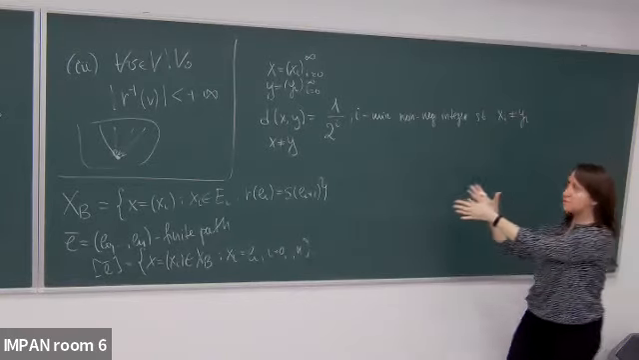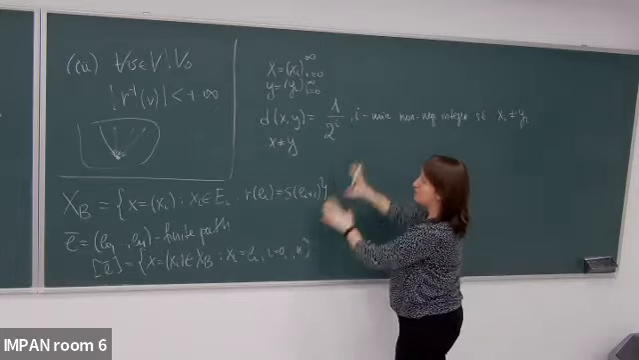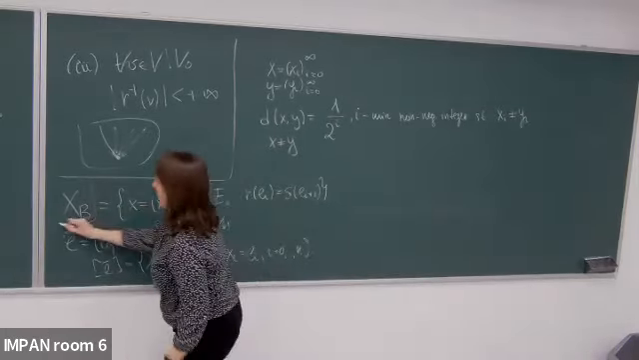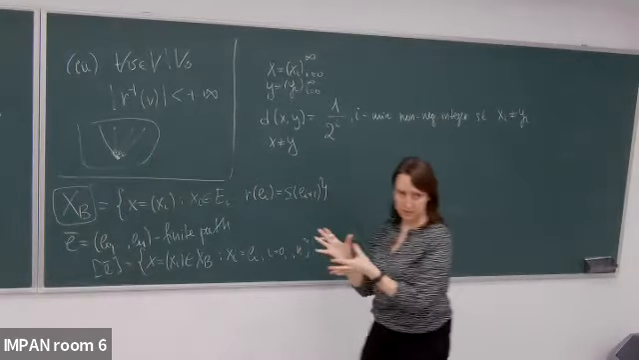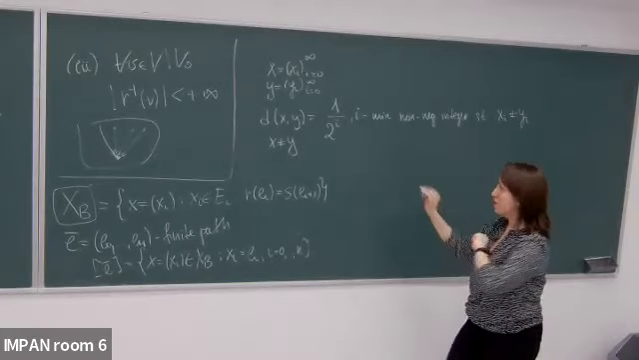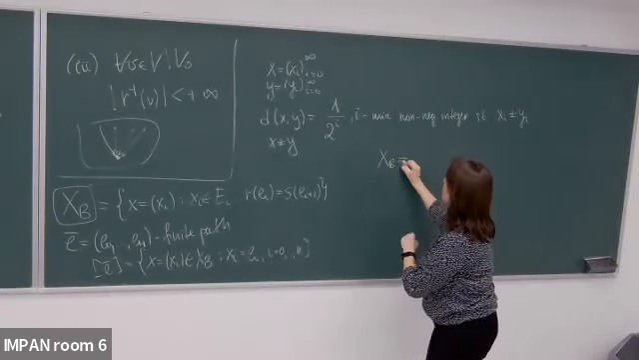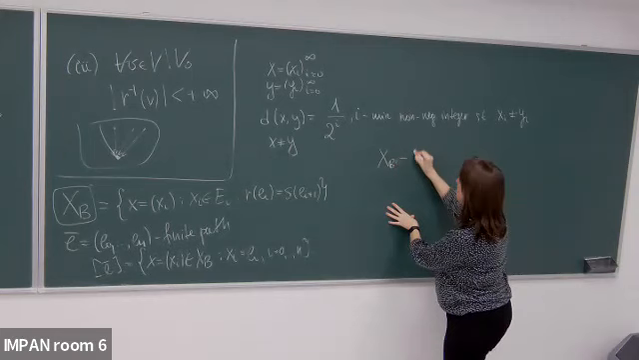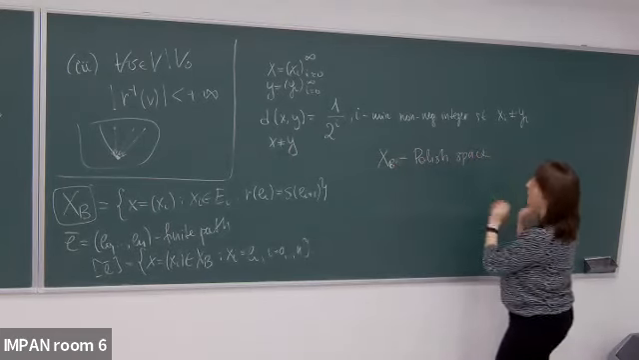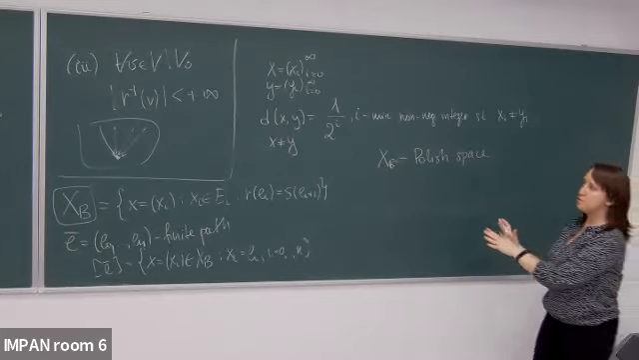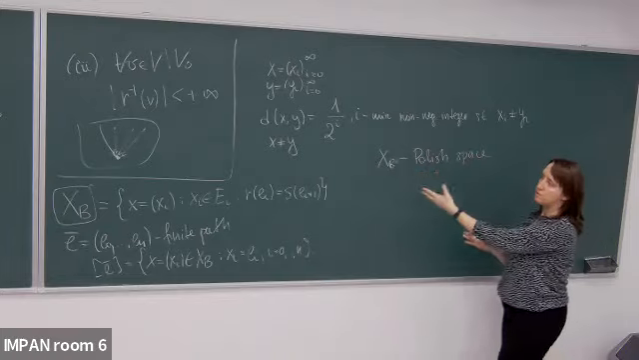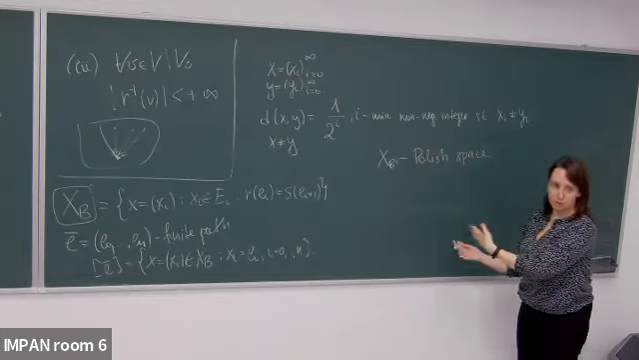With this metric, which generates this topology, our X_B is a Polish space. But it can be non-compact because we have countably many vertices. So X_B is a complete separable metric space. It's a Polish space. And we will consider only such diagrams for which X_B is uncountable and has no isolated points.